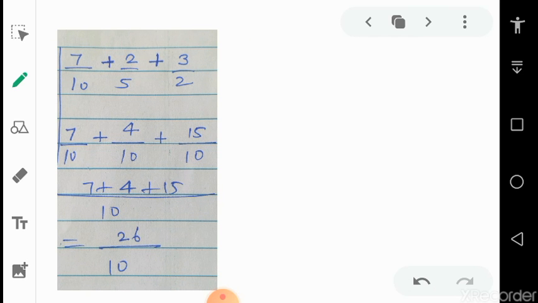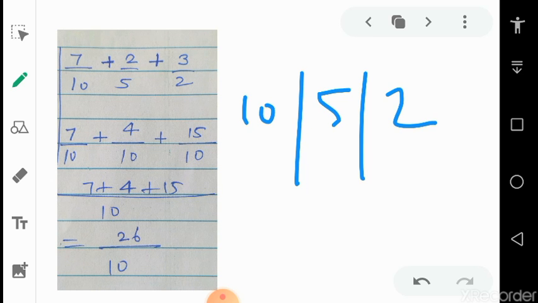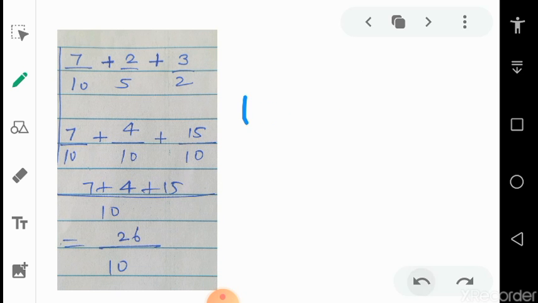Now again here 3 fractions are added together. Okay, no problem. It doesn't matter how many numbers you are adding, you have to follow the process. As you can see, the denominators are 10, 5 and 2. There are 3 denominators. And what is the LCM? 10 obviously. So it is 10, and for the first fraction, that is 7 upon 10, it's already 10.